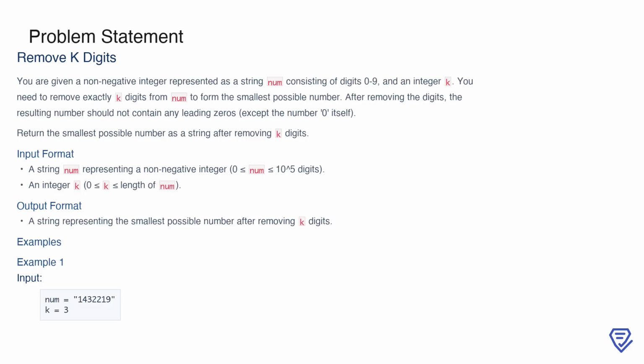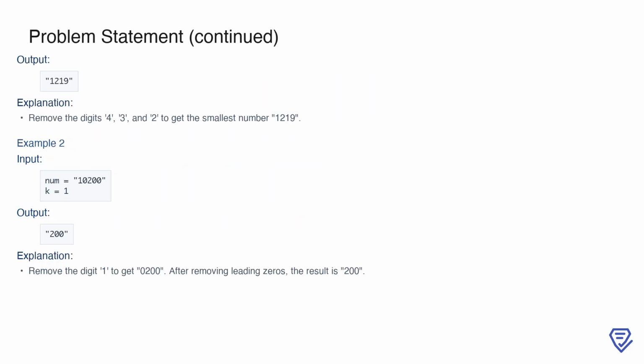For example, you might be given a string like 1432219 and asked to remove 3 digits. We'll explore how to achieve the optimal result in the examples ahead. Looking at the first example, if number is 1432219 and k is 3, the goal is to remove 3 digits in a way that minimizes the resulting number. By carefully removing the digits 4, 3, and 2, we end up with 1219, which is the smallest possible number that can be formed. Notice how we prioritized removing larger digits first, while maintaining the order of the remaining digits. This ensures that the number stays as small as possible.